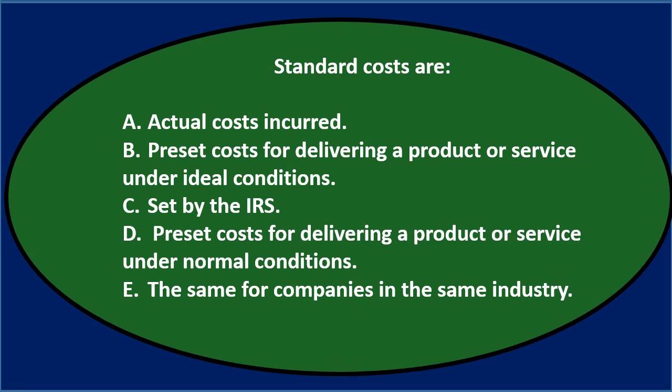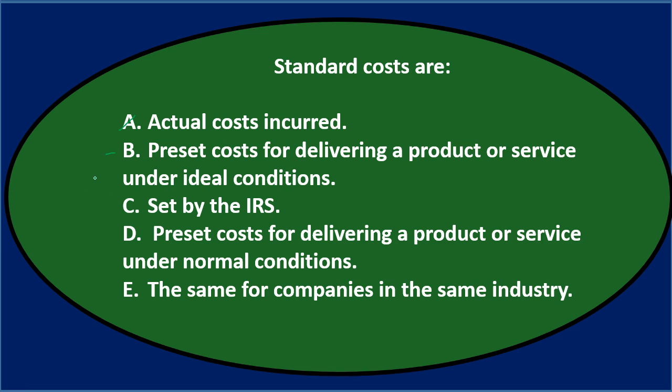Let's go through this again using the process of elimination. Standard costs are either A, actual costs incurred. Now, the standard costs aren't normally the actual costs. They're kind of more like the budgeted costs. So it doesn't seem like A would be the answer. B says preset costs for delivering a product or service under ideal conditions. Yeah, it sounds kind of reasonable. We'll keep that one for now.